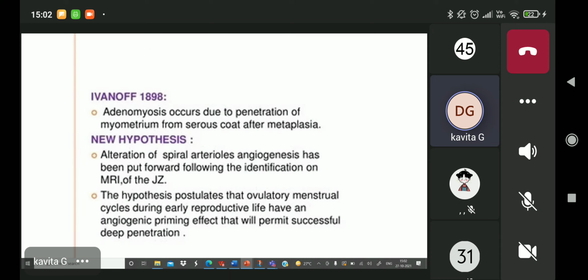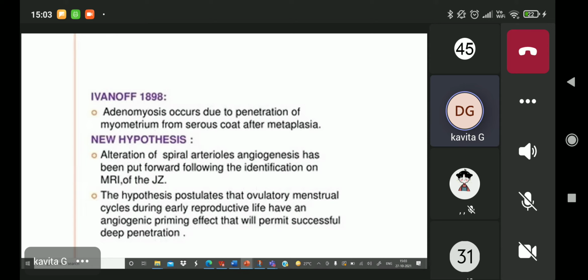It may also occur because of some metaplastic change that may occur from a serous coat that may intrinsically be present. There's a new hypothesis coming forward, that is the arterioles within the uterine muscle, or the spiral arterioles.